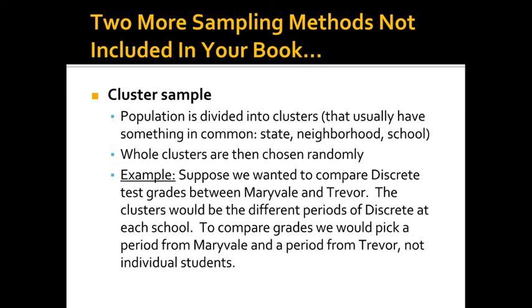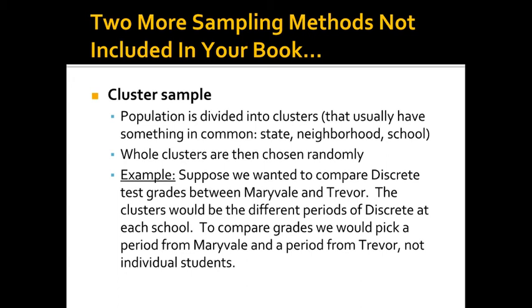And then we have cluster sample. So a cluster sample is the population is divided into clusters that usually have something in common. So maybe, if we're doing it of the whole U.S., we can divide it into the states, whether you live in the state or not. Neighborhood, school, whole clusters are then chosen randomly.